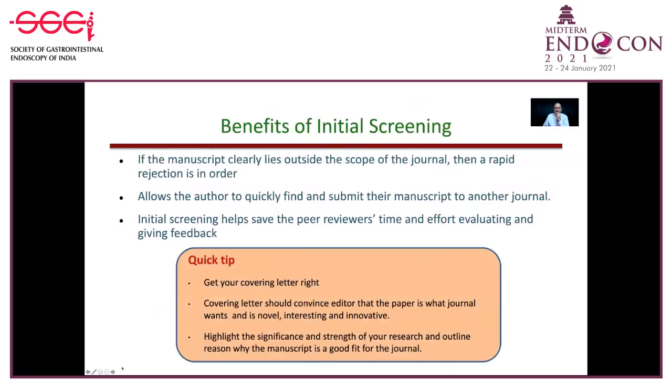There are several benefits of such initial screening by the editors. If the manuscript clearly lies outside the scope of the journal, then a rapid rejection is in order. For example, if the journal name is viral hepatitis and the paper received deals with the complications of cirrhosis, it will be rapidly rejected. It allows authors also to quickly find and submit their manuscript to another suitable journal. And lastly, initial screening helps save the peer reviewer's time and effort in evaluating a paper which will finally not be published in the journal.